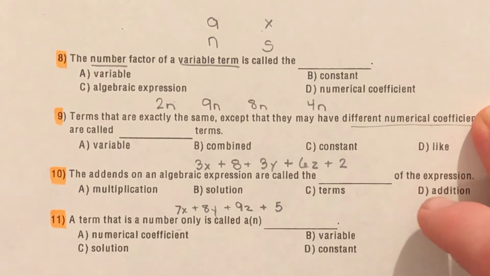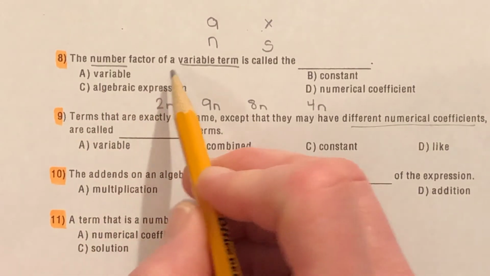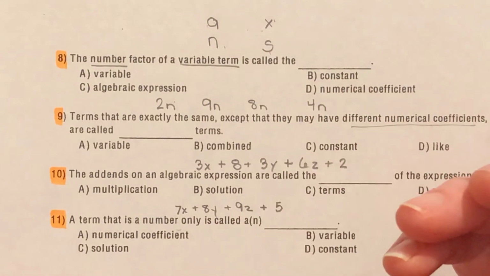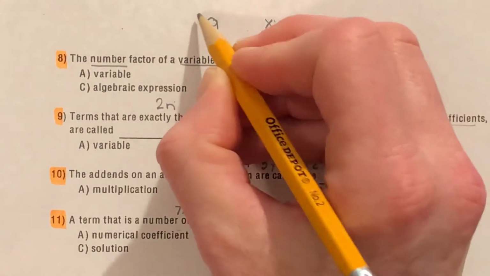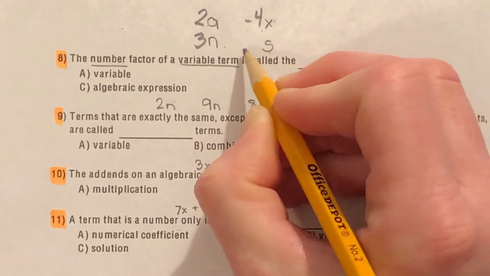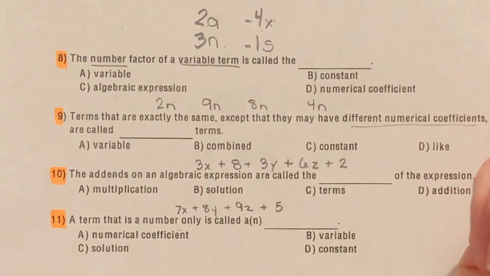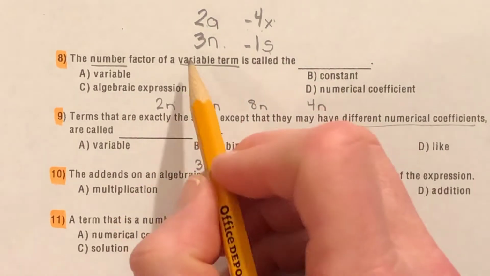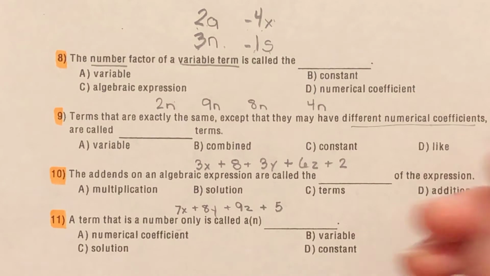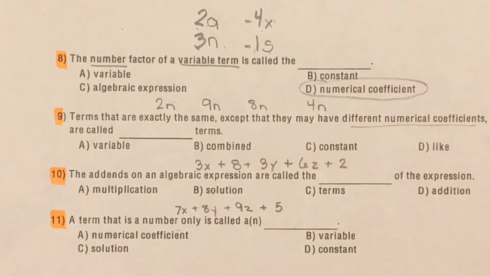Go down to the bottom. This is all vocabulary. The numerical factor of a variable term is called the... So these are all variables, and yeah, they're variable terms. When you have a number in front of it, what is that number called? Here's your variable term. The number in front of it is called the numerical coefficient, or just coefficient would be fine. But numerical coefficient means the same thing. It's just extra wordy.